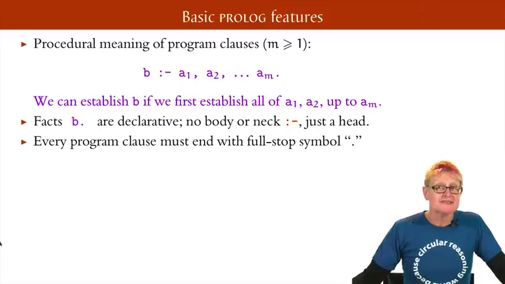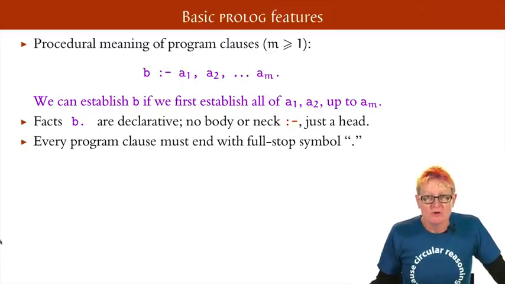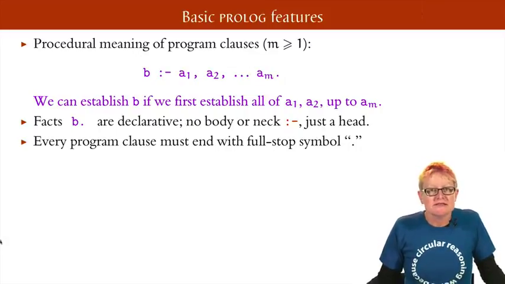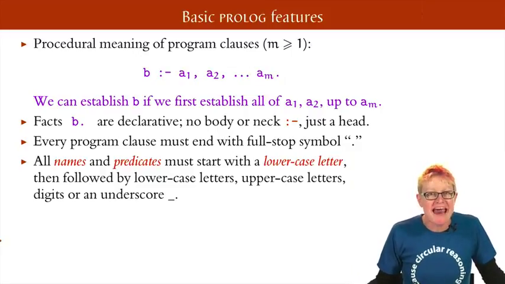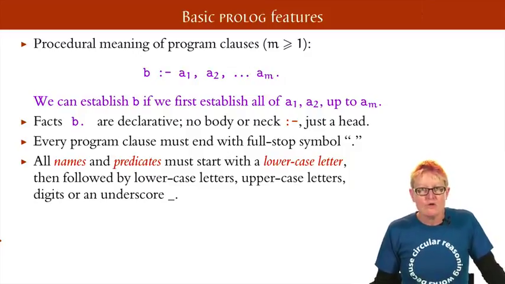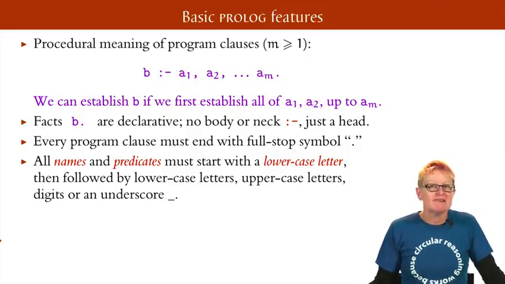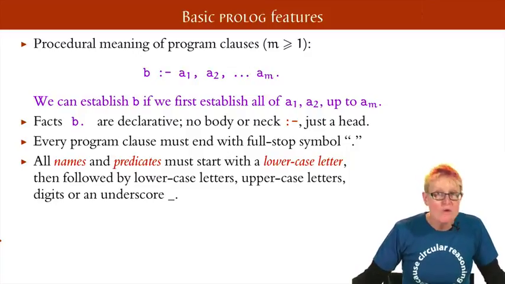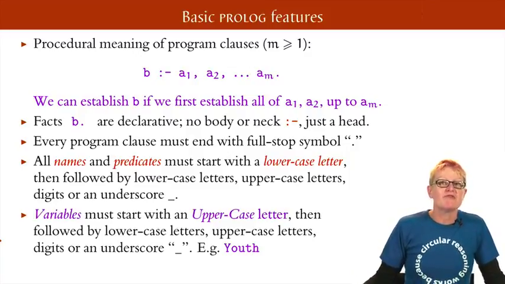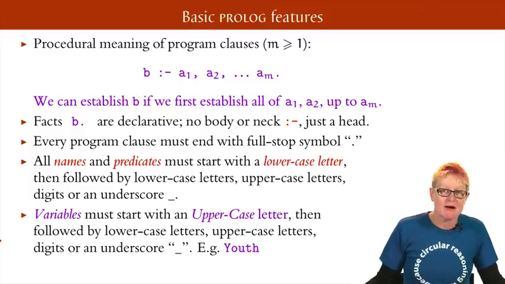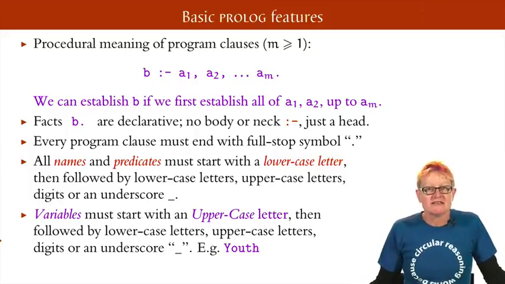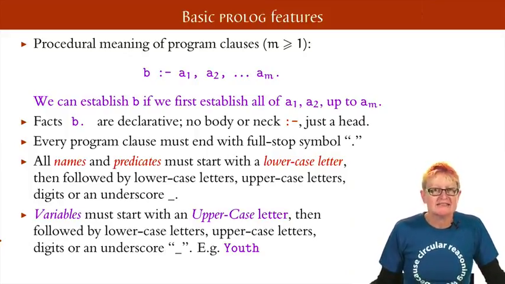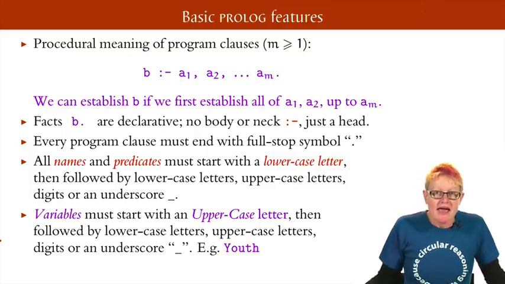In contrast, facts are purely declarative with no body or neck, just a head. All program clauses, conditional rules or facts must end in a full stop. PROLOG distinguishes syntactic categories based on the character strings used as identifiers. All names and predicates must be identified by a character string starting with a lowercase letter, distinguishing them from variables whose identifier must start with an uppercase letter. The first letter is the signifier. The rest of the character strings can be made up of any combination of lowercase, uppercase letters, digits, and the underscore character.